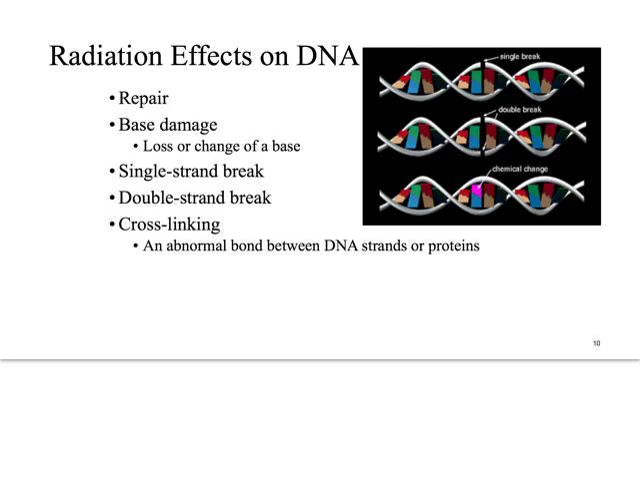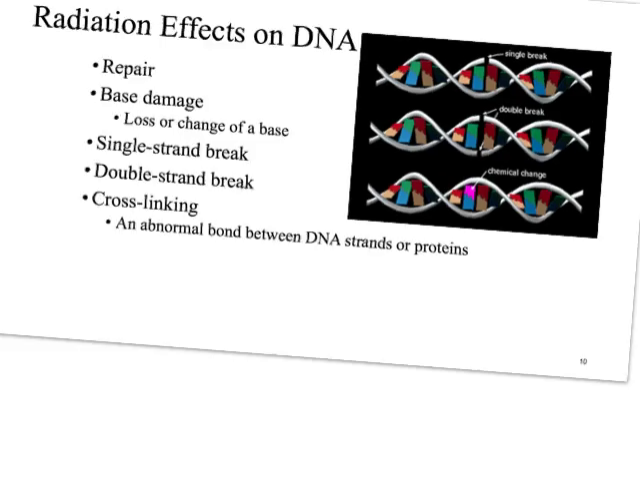We could break a strand of those sugar phosphate chains that form up the DNA ladder. We could break a single strand of it or both strands, and then we could potentially start to cross-link DNA. So let's look at what that looks like here real quickly.